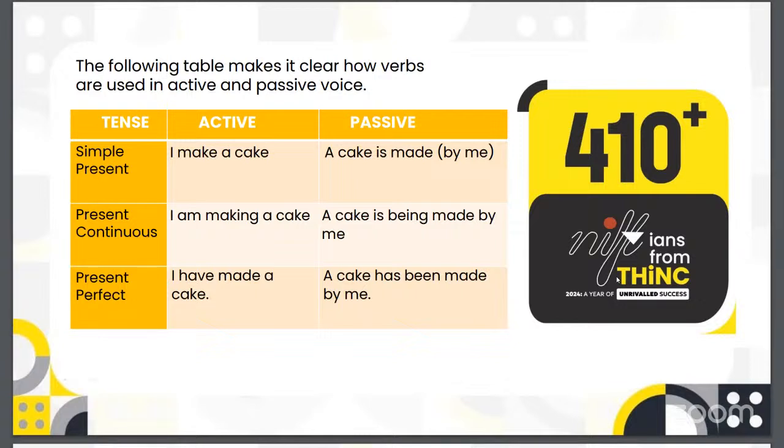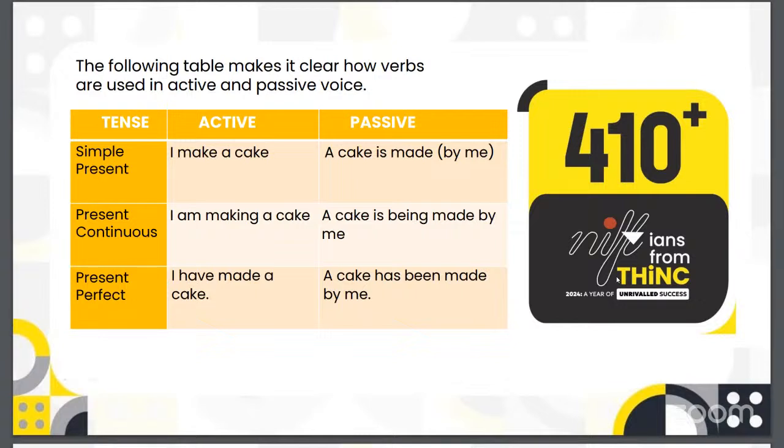And the third form of the verb, that is the past participle of the verb make, is made. That is third form. As you study, it is a third form. The first one is make, the past tense is made, and the participle form is also made. So a cake is made. By me is optional. A cake is made by me. If you don't want to bring to the forefront that I have done it, you can say a cake is made. By me is correct, but if you do not use by me also, it is correct.